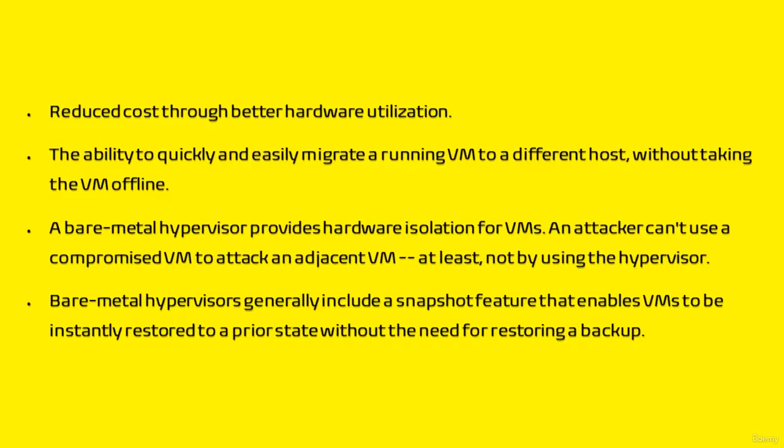So let's summarize some of these key benefits of hypervisors. Reduce costs through better hardware utilization. The ability to quickly and easily migrate a running VM to a different host without taking the VM offline. A bare metal hypervisor provides hardware isolation for VMs. An attacker can't use a compromised VM to attack an adjacent VM, at least not by using the hypervisor. Bare metal hypervisors generally include a snapshot feature that enables VMs to instantly be restored to a prior state without the need for restoring from a backup.